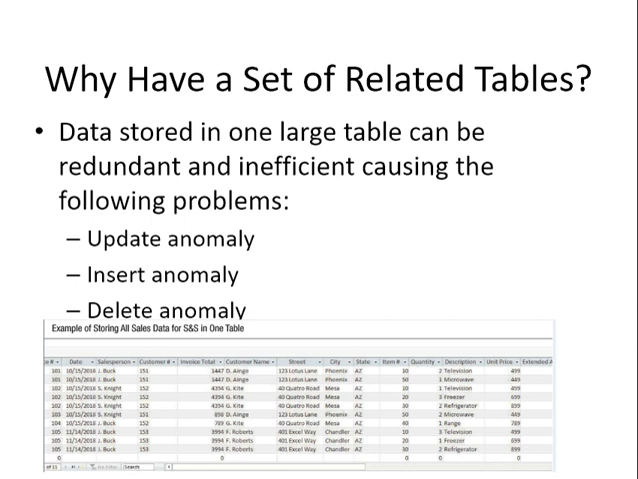We have insert anomalies. If we want to add just a small piece of information, we have to add it everywhere in the large table. And we also have delete anomalies, which occur when deleting a row has unintended consequences. We have these problems with a large table, but we don't have them when we have a set of related tables. We just revise one row in one of the tables, and that's it.